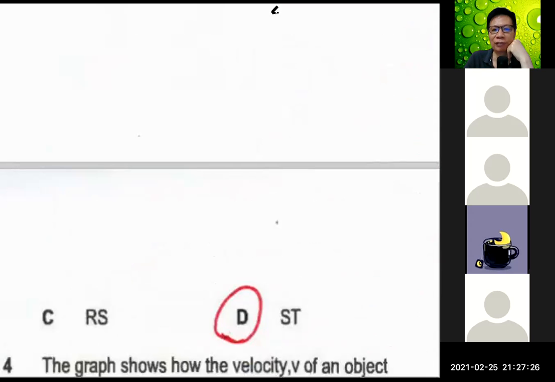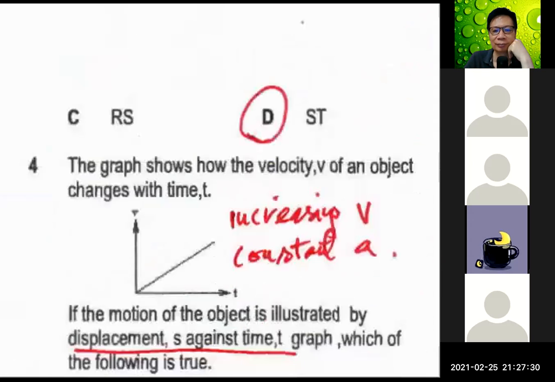And next, number 4. Which one is the answer? If the motion of the object illustrated by displacement time graph. Okay, I tell you what now. This is velocity time graph. If you change to displacement time, so which one is the answer? This one is velocity time. Now they say illustrated by displacement time, so which graph is correct?